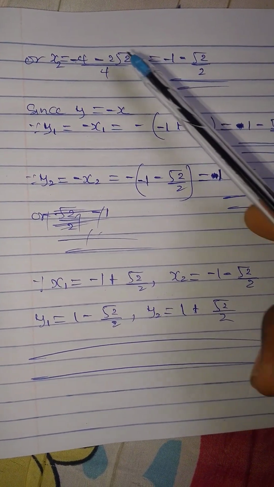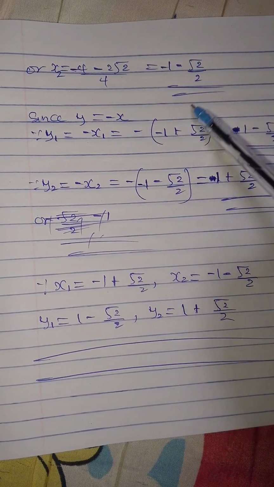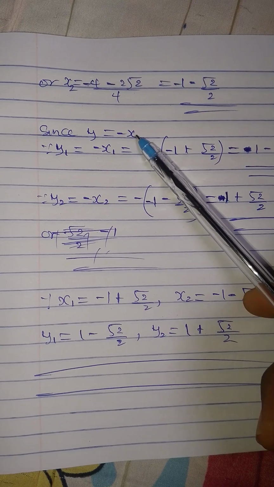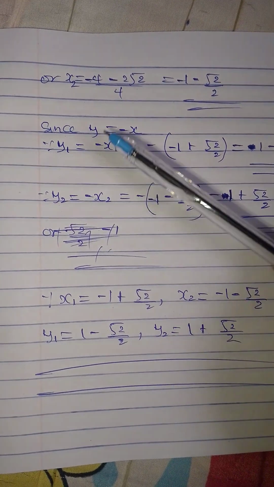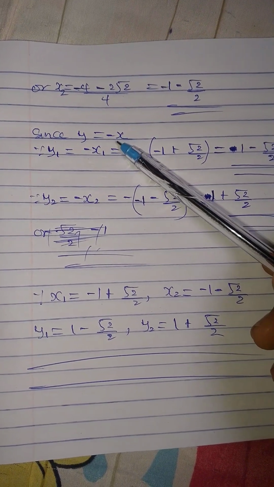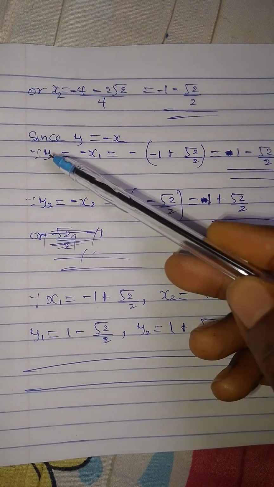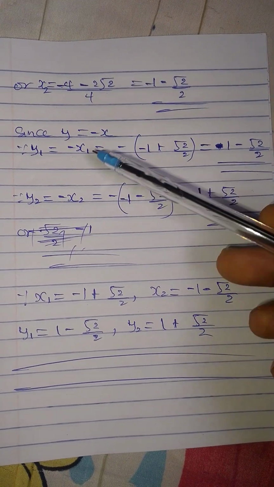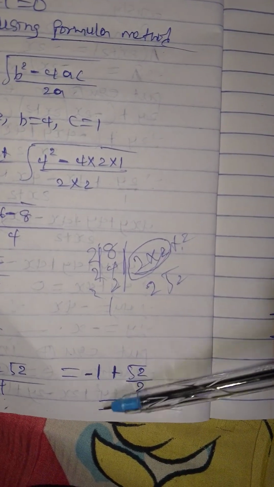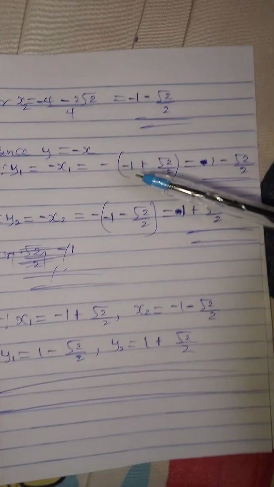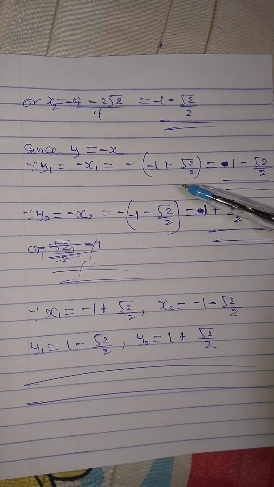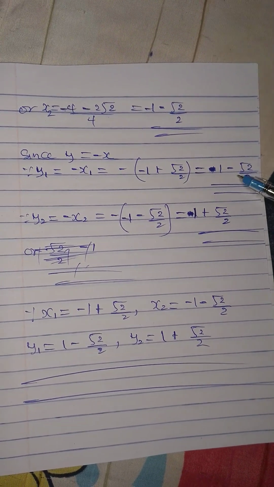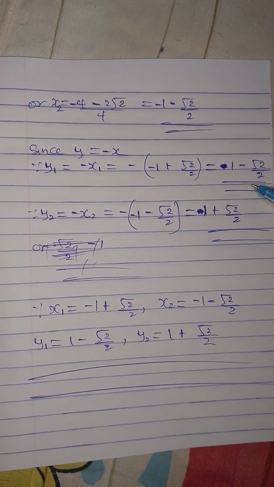Now remember that since we have gotten the values of x, right? So now let's find the values of y. Since y is equal to minus s from our equation, which is equation 4, y was equal to minus s, so you have that y1 is equal to minus x1, which is equal to minus bracket. What's my x1? x1 is minus 1 plus square root of 2 over 2. Minus times minus here is plus, and minus gives you minus. So therefore y1 is 1 minus square root of 2 over 2.